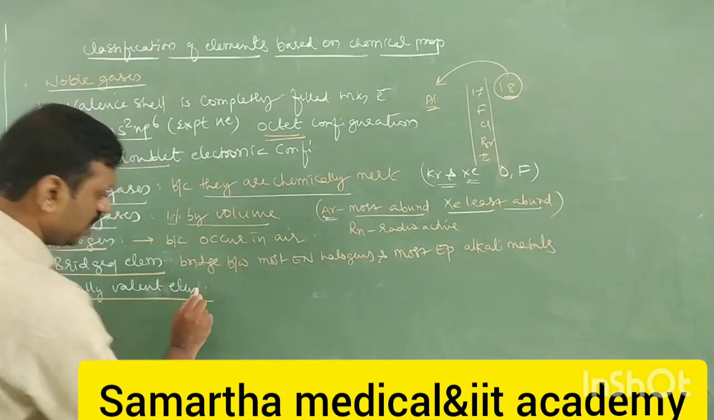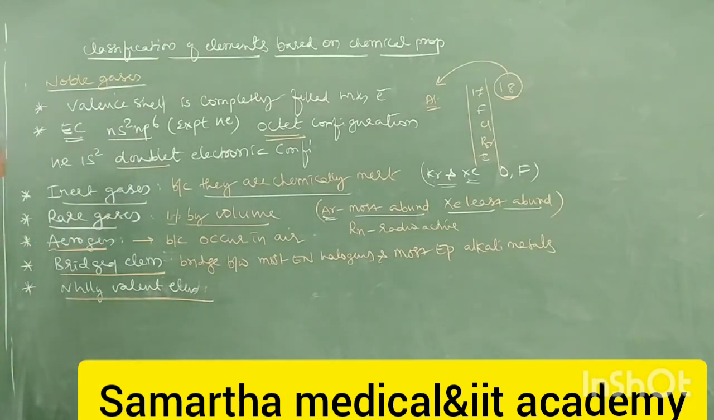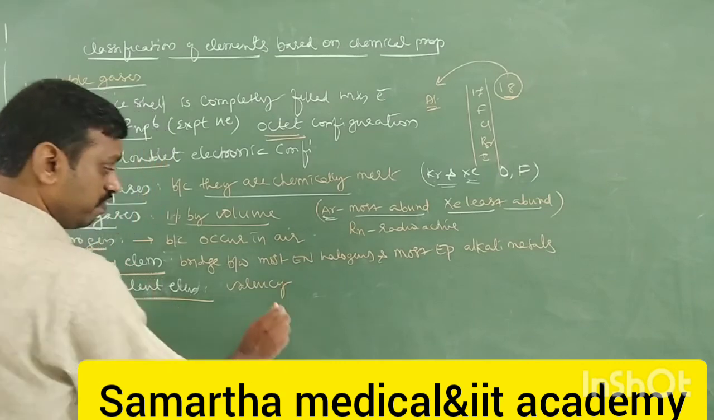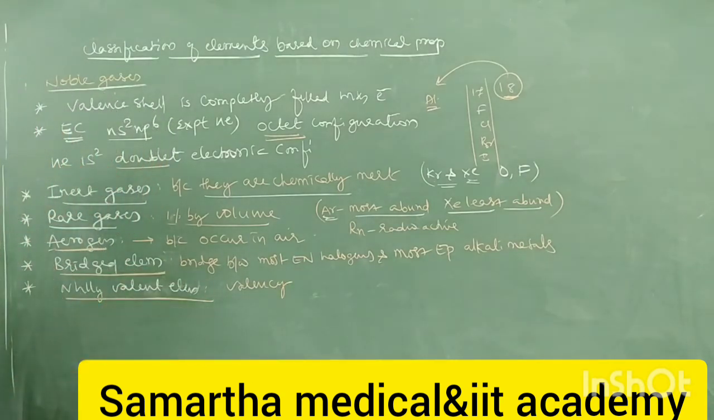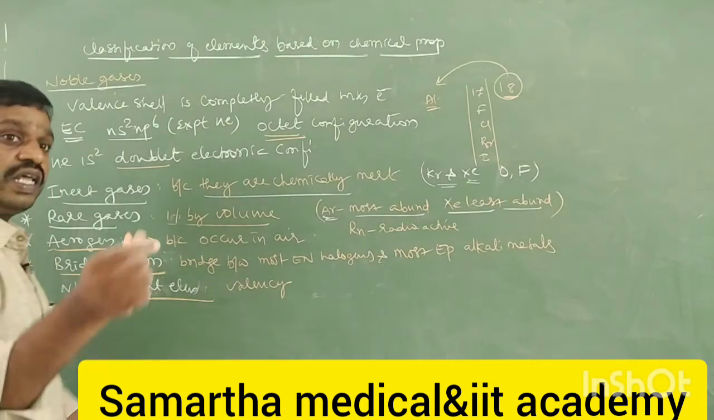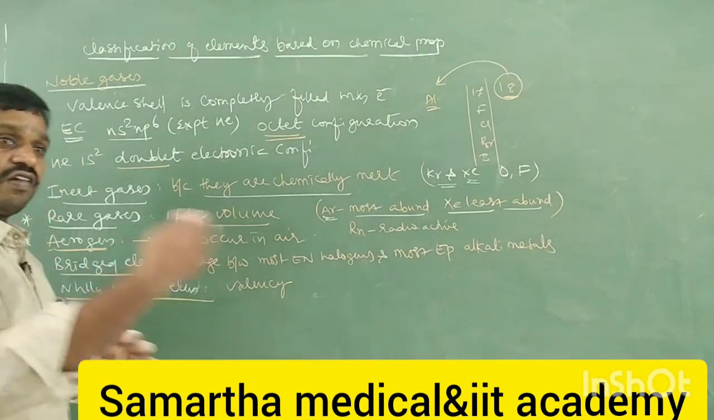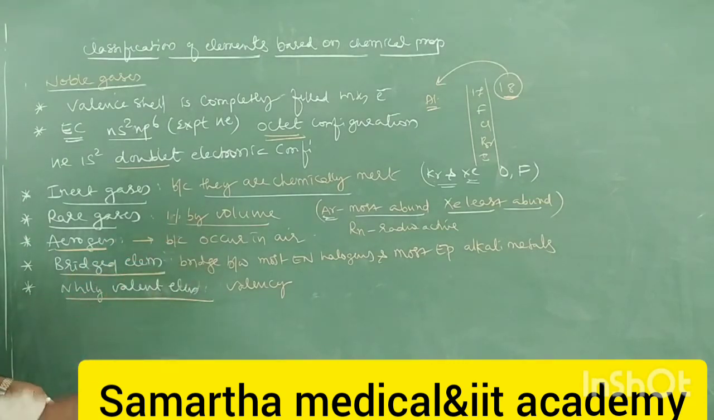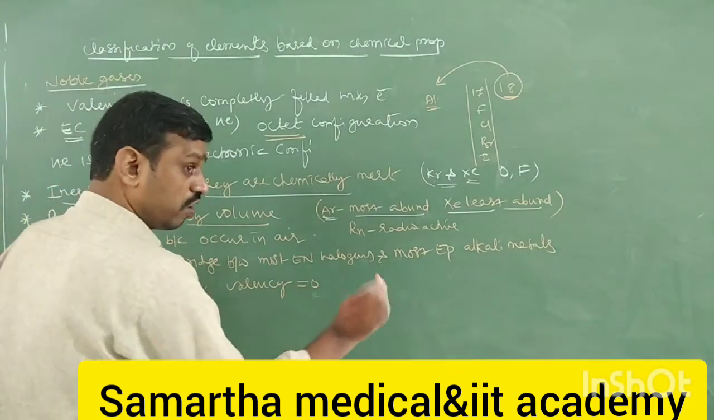Next, nullivalent element. Why are they called nullivalent elements? Valency is 0. Nulli means 0. See students, valency and valence electron are different. Valency indicates combining capacity. Valence electron indicates the number of electrons in the outermost shell. Both are different. So valency is 0, not the valence electrons.